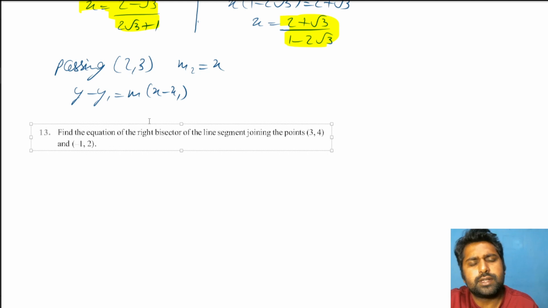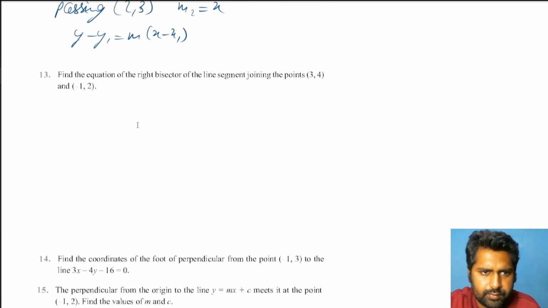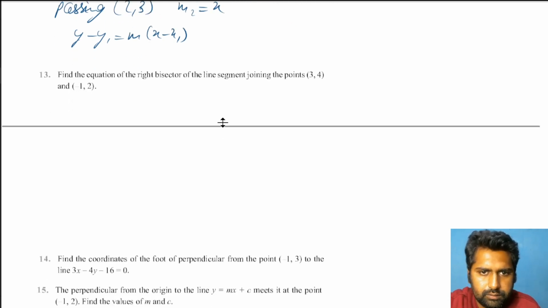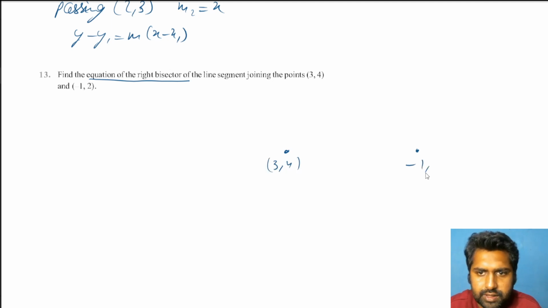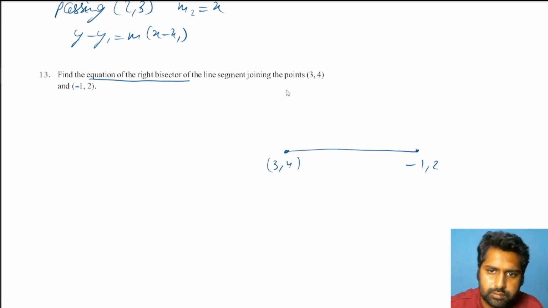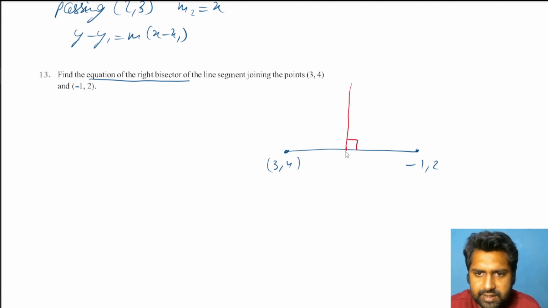Let's look at the next question. It's saying find the equation of right bisector of a line segment joining 3 comma 4 and minus 1 comma 2. This is negative. We need to find the equation of a right bisector. What is a right bisector? It has to be right, means 90 degrees, and it should bisect, means these two parts should be equal.